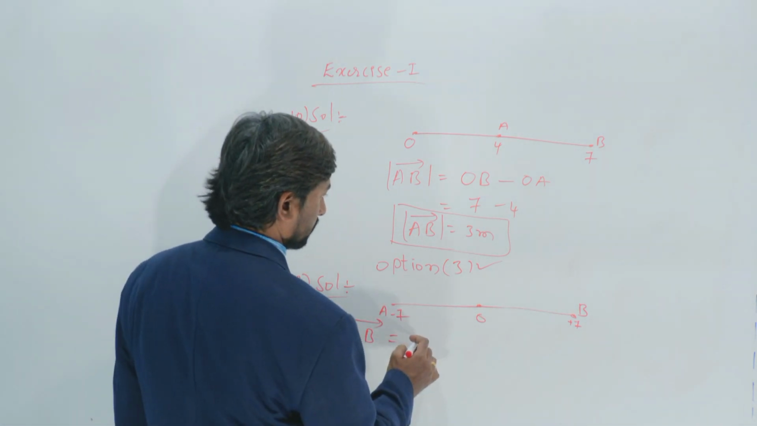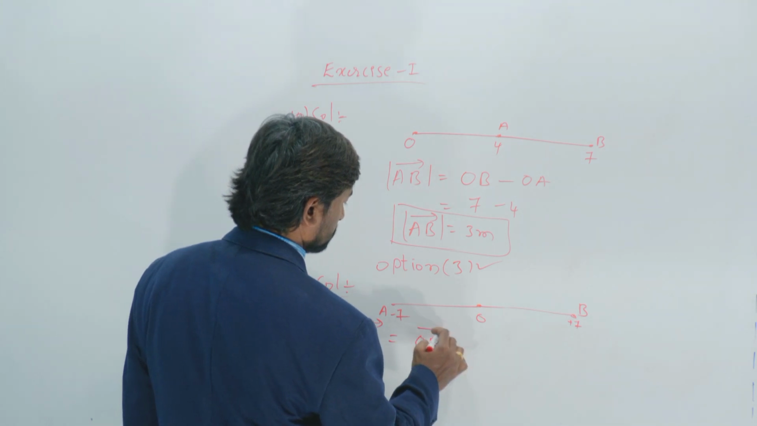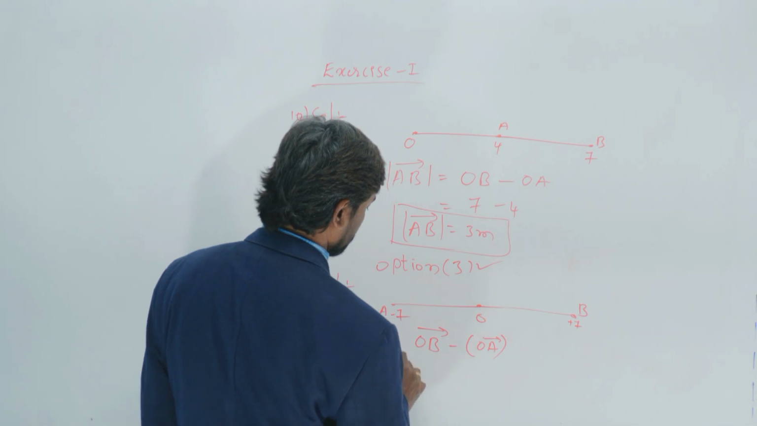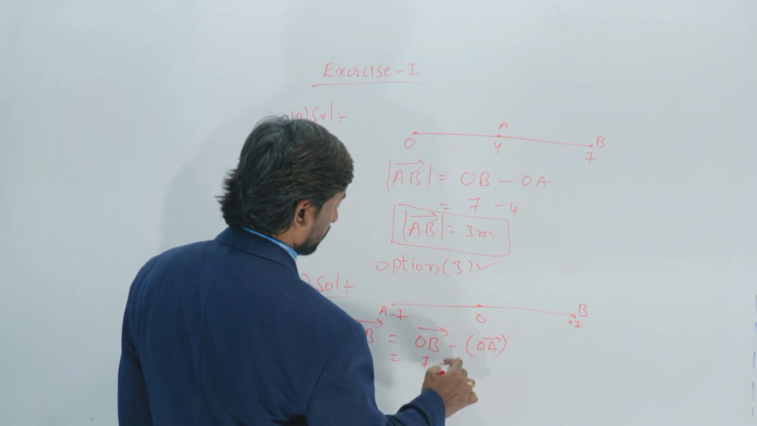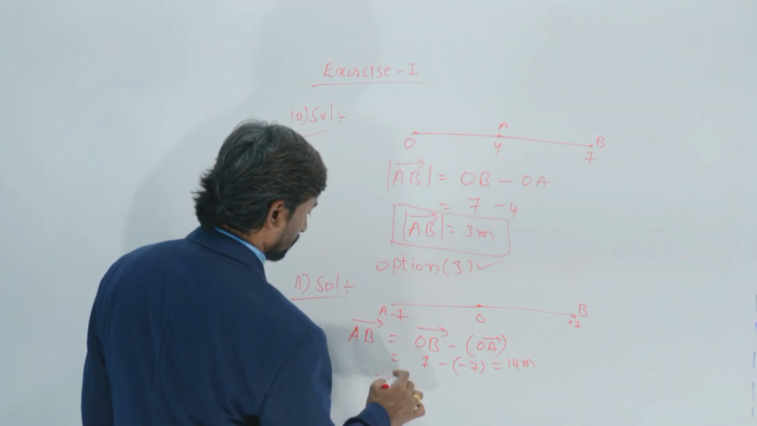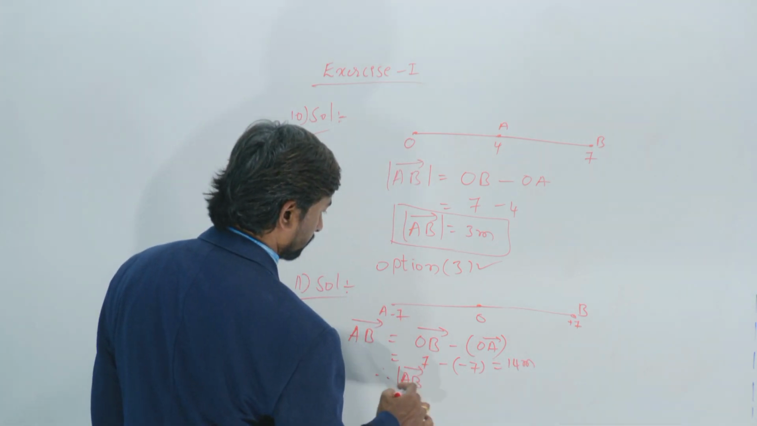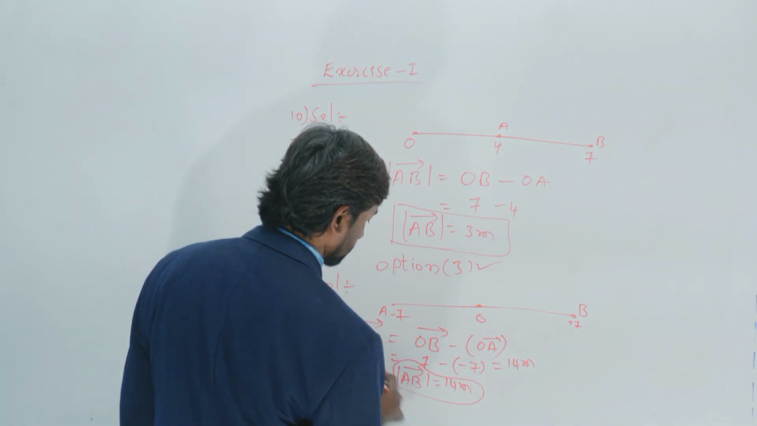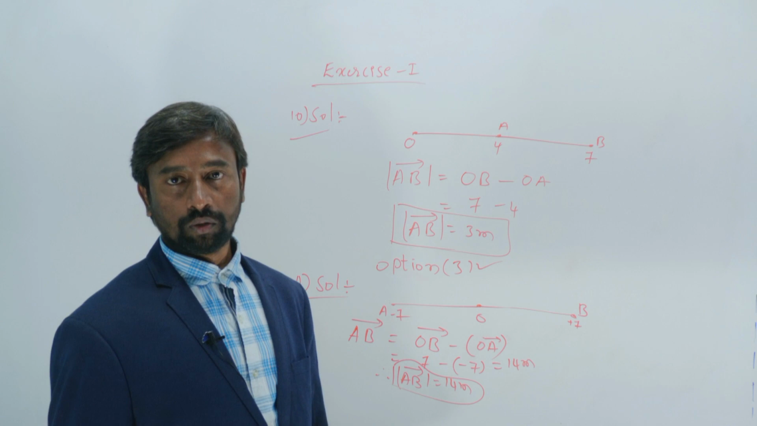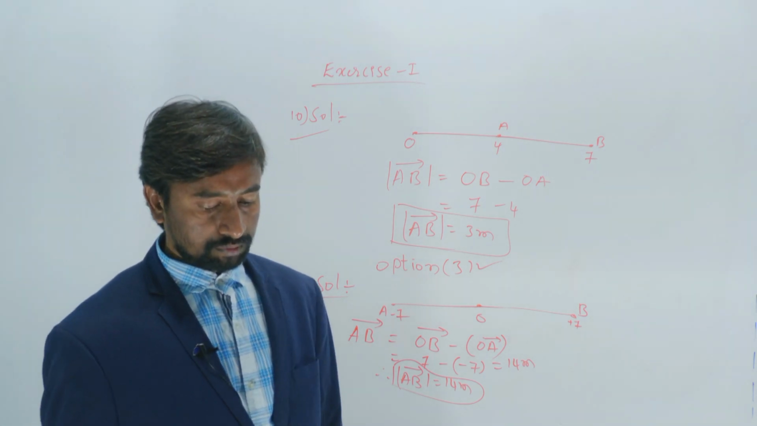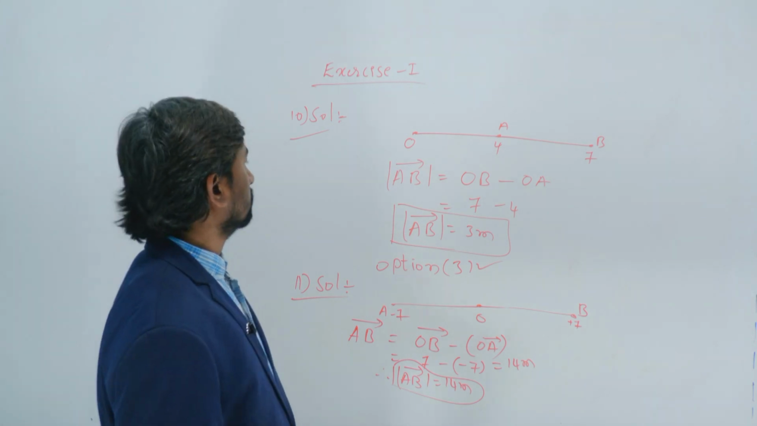The distance between them we can write as OB minus OA. So it is 7 minus of minus 7, which is 14 meters. Therefore the modulus of AB bar can be written as 14 meters. Okay, that is the answer for the 11th one. Now we'll see the 12th one.